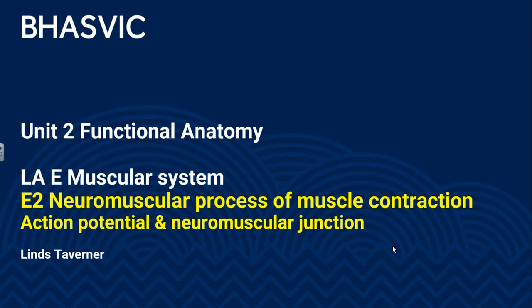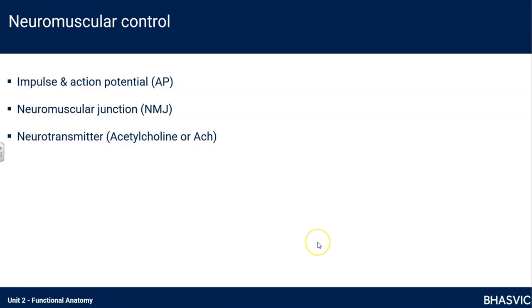Hello guys, this is a video for functional anatomy and we are looking at the topics in the muscular system. This is the first of two videos that looks at how our nervous system works with our muscular system to control muscle contraction. You can see by the title there, neuromuscular process of muscle contraction. This video is going to consider what an action potential is and how that action potential travels across a neuromuscular junction.